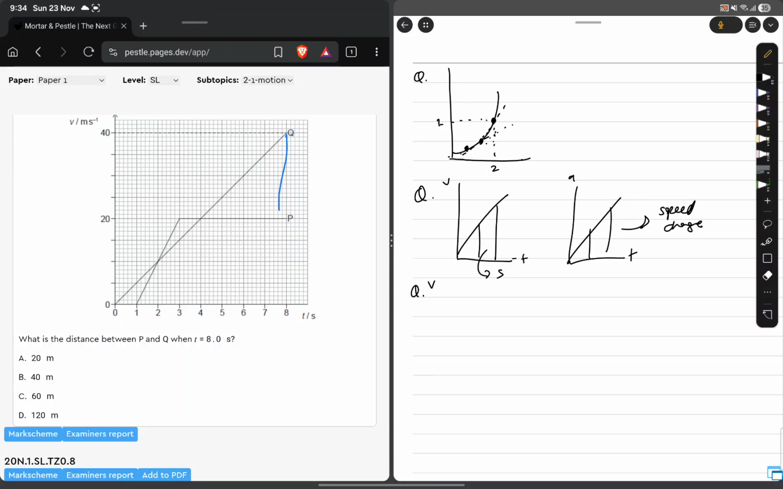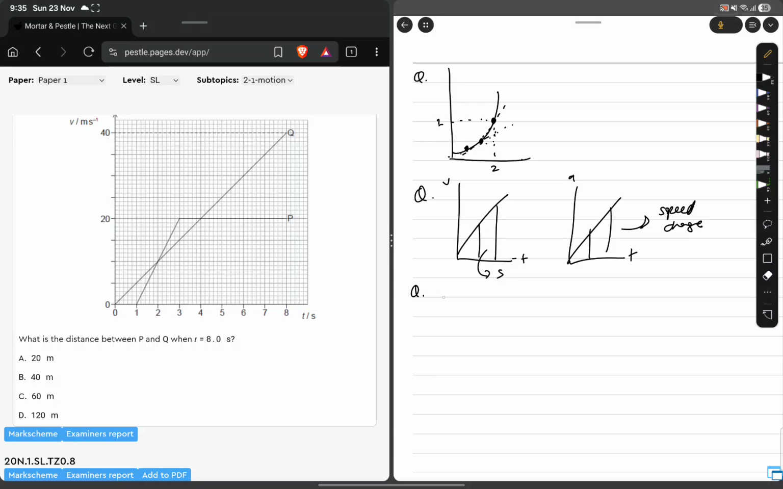At 8 over here, we're going to find the entire triangle area for Q, and then we're going to find this triangle for P, and there's this rectangle for P, and then we're going to subtract them to find the distance between them. So let's do that.